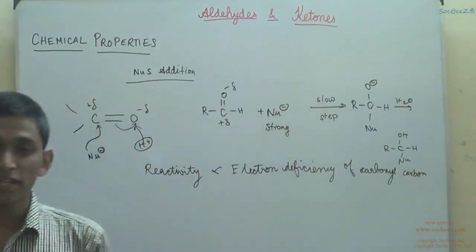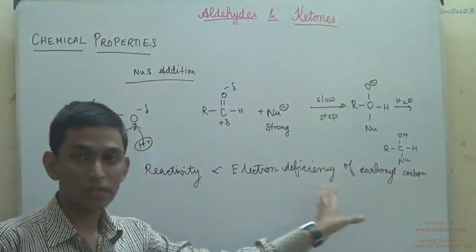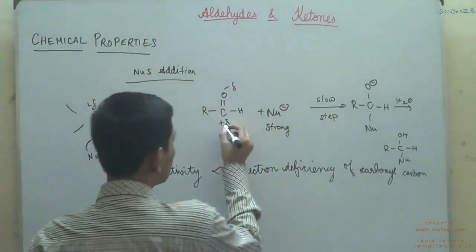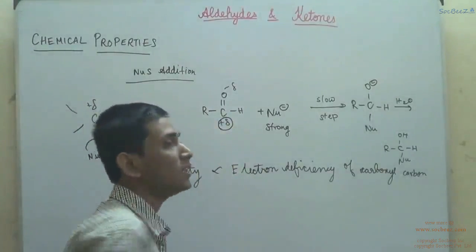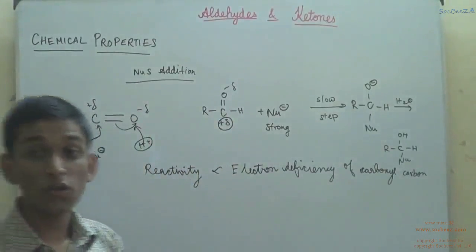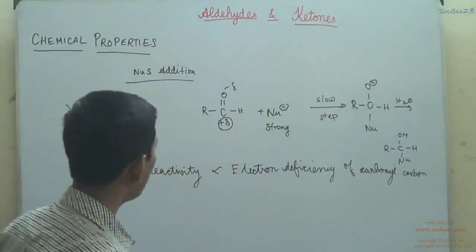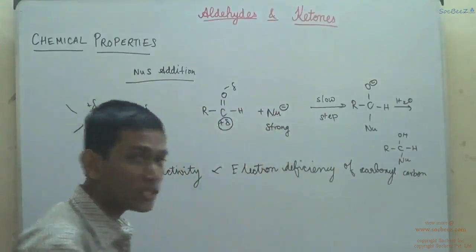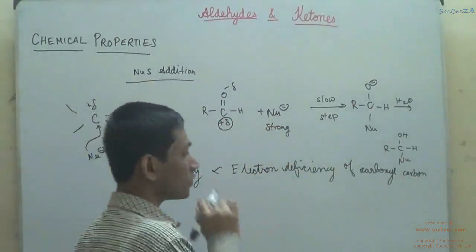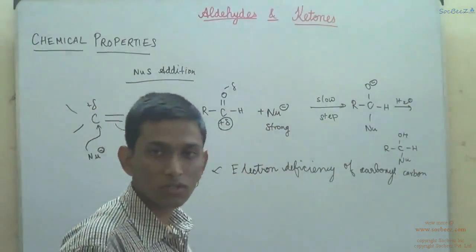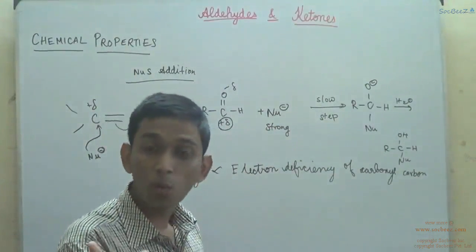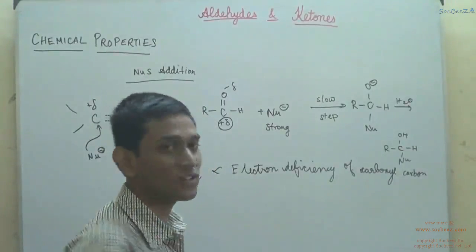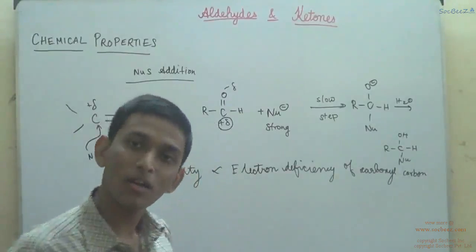So the reactivity is always proportional to the electron deficiency of the carbon. As the delta positive charge on the carbon containing the carbonyl group keeps increasing, the tendency for the strong nucleophile to get attached to it also increases. The nucleophile always looks for the place where it can donate its electrons easily, and the carbon wants to take electrons. So carbon wants electrons, the nucleophile wants to donate electrons, a good pair, and a good bond forms the compound.